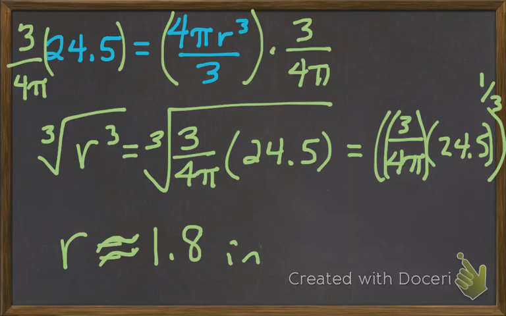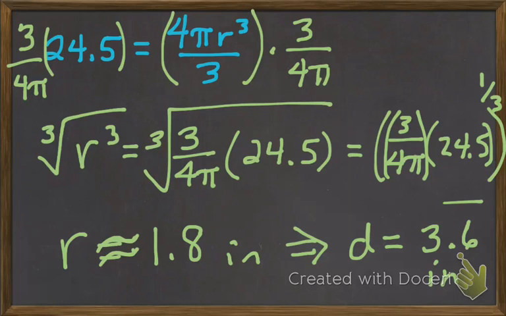But we weren't told to find r, we were told to find the diameter. So we're going to double that to get our diameter, and clearly if I double 1.8, I get 3.6 inches. And that's number 32. And your last video for 1-4.